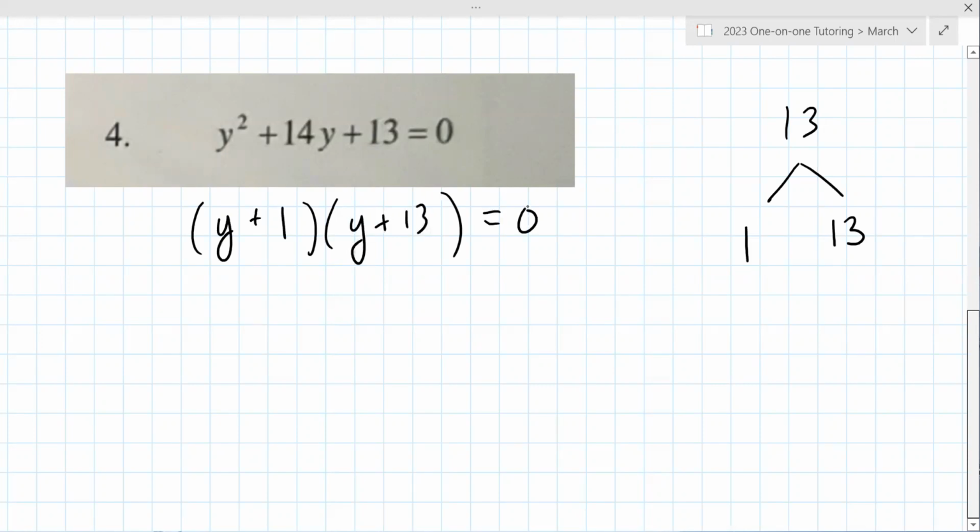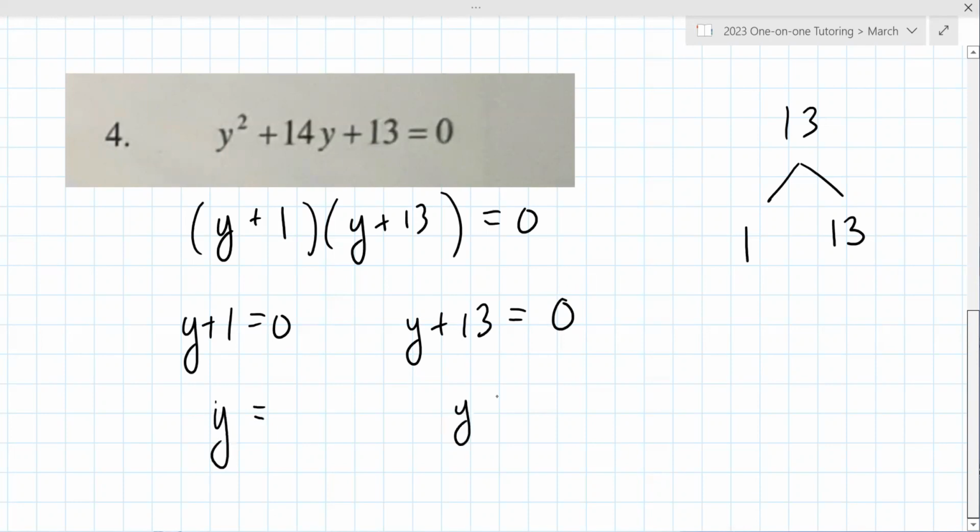So that's the first one. The first one's correct. And then from here, you said each of those equal to 0. Y plus 1 equal to 0. Y plus 13 equal to 0. What would the two values of y be in this case? Y equals -1 and y equals -13.